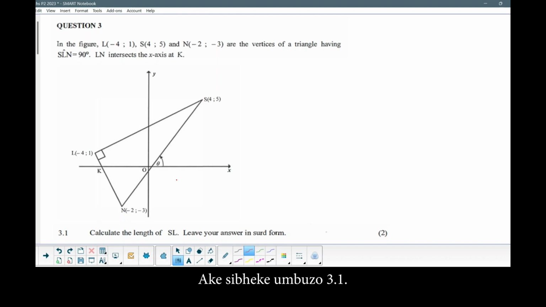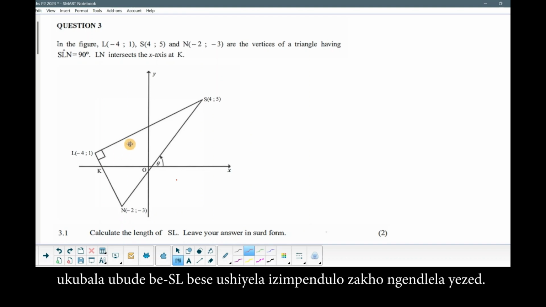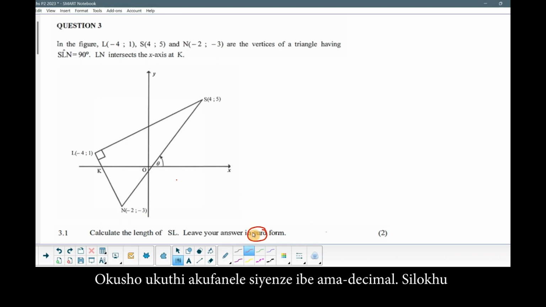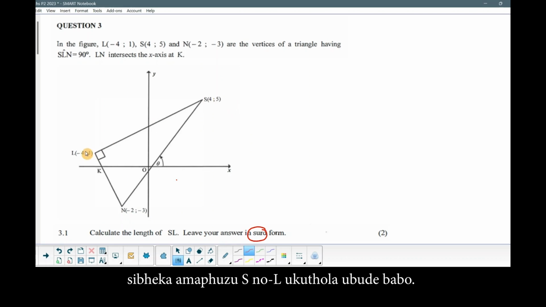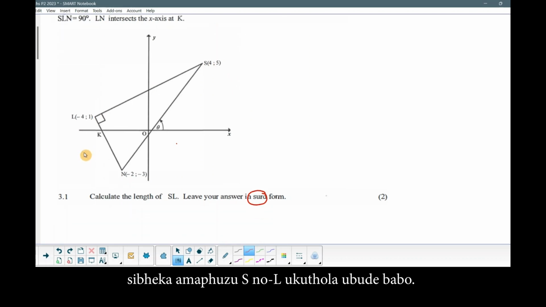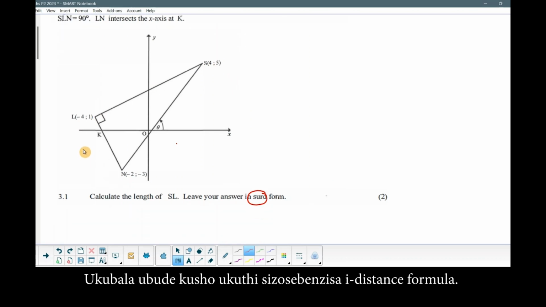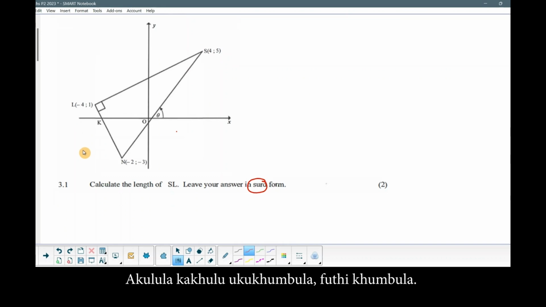Let's have a look at question 3.1. Calculate the length of SL and leave your answer in surd form. So they don't want us to simplify this to a decimal. All we're doing is looking at the points S and L and finding out its length. Length tells me I've got to use the distance formula, which is quite easy to remember, and it's also given to you on your formula sheet.